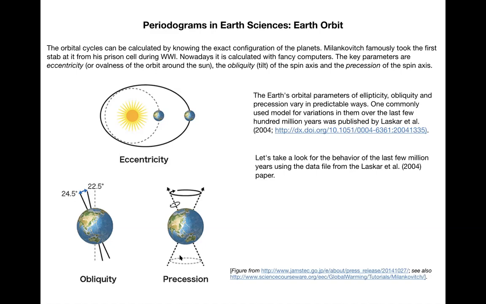So these parameters called eccentricity, obliquity, and precession vary in different ways because of astrophysical reasons. One commonly used model for the variations over the last few hundreds of years is published by Laskar et al. In this function, you can take a look at it. Here I've got the data file for the orbital information. If we use pandas to read it as a CSV, we can print out all the columns.